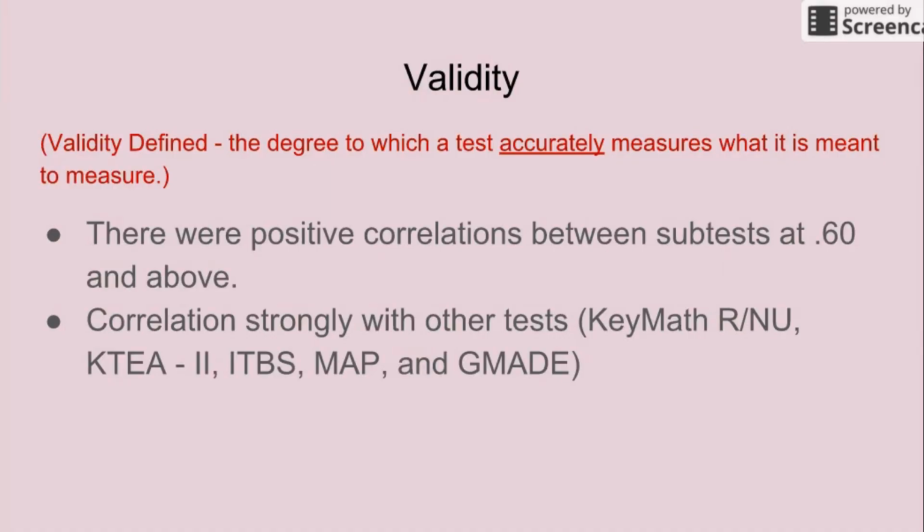When talking about validity, I just kind of included a little definition here of validity. What is test validity? The degree to which a test accurately measures what it's meant to measure. And so this test measured the various subtests within the test and found positive correlations at 0.60 and above, which is considered strong. It also strongly correlated with other math tests, of course: the KeyMath-3, the RNU, the KTEA-2, the ITBS, the MAP, and the GMADE. So these are all tests that it correlated with strongly.